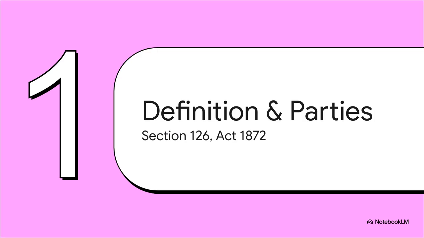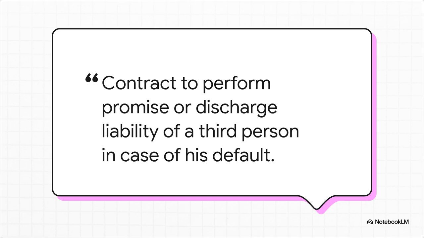So, Section 1, Definition and Parties. Focusing specifically on Section 126 of the Indian Contract Act 1872. You must never start an answer vaguely. Always anchor it to the specific section of the bare act. According to Section 126, a contract of guarantee is a contract to perform the promise or discharge the liability of a third person in case of his default.